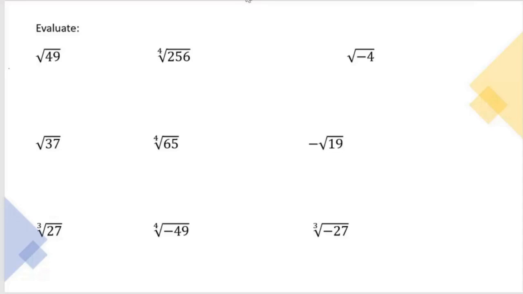First question, what is the square root of 49? Well, 49 is a perfect square, which means it has an integer answer. The square root of 49 is 7. 7 times 7 is 49.